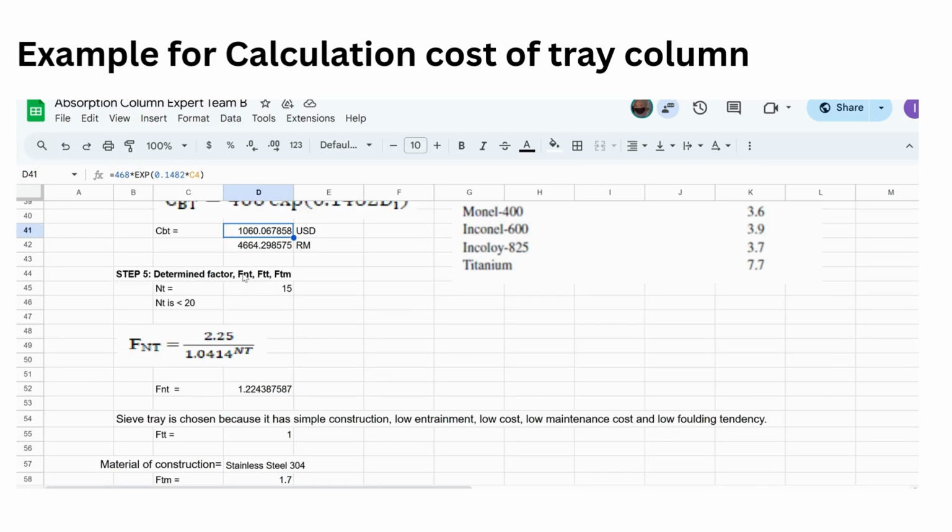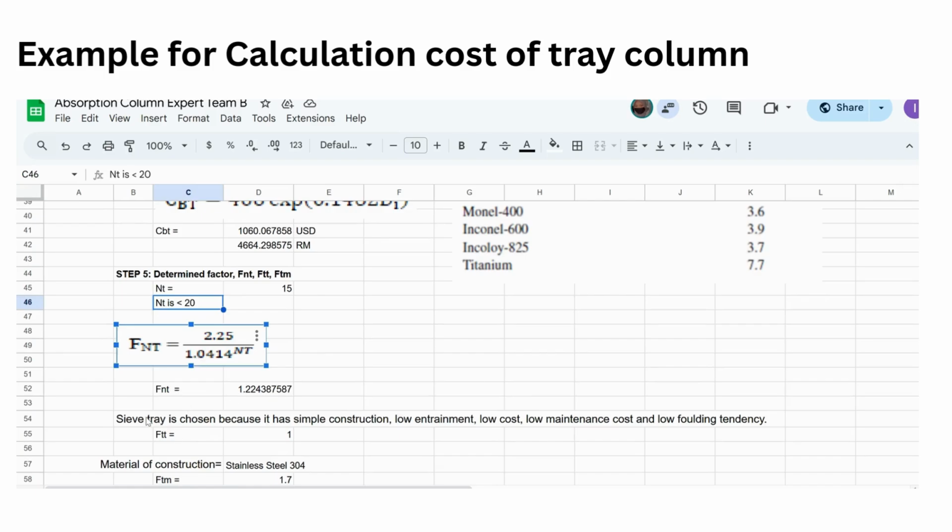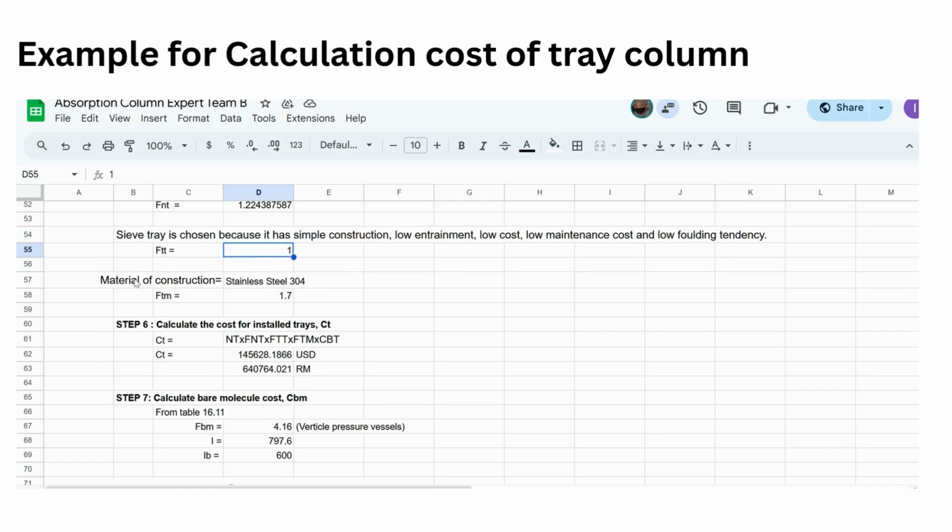Next, we determine the factors FNT, FTT, and FTM, where we assume NT is 50. As it's more than 20, we can use this formula to calculate the FNT. A sieve tray is chosen because it is simple in construction and low in cost. So FTT will be 1. The material of construction, from here, we assume is stainless steel 304, so it is 1.7. Then we calculate the cost by multiplying NT, FNT, FTT, FTM, and CBT together, and we get the value for CT.